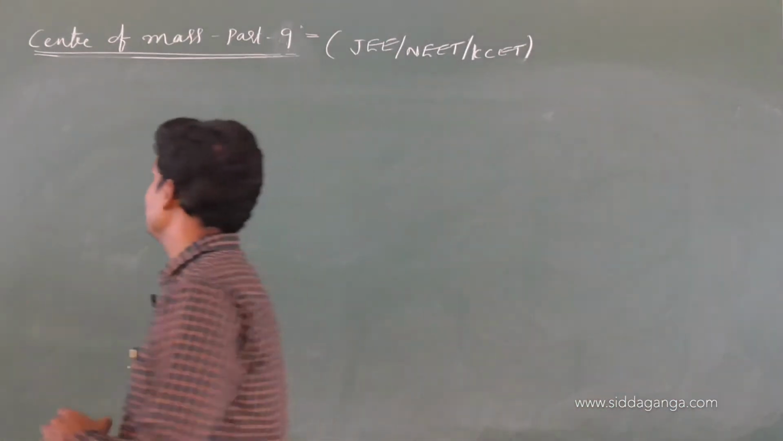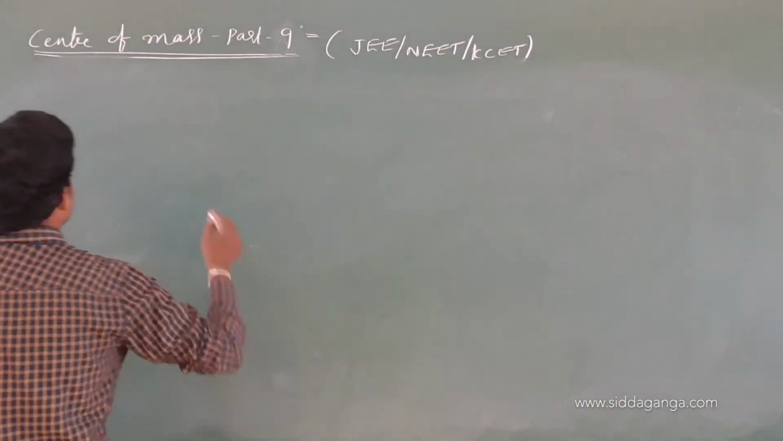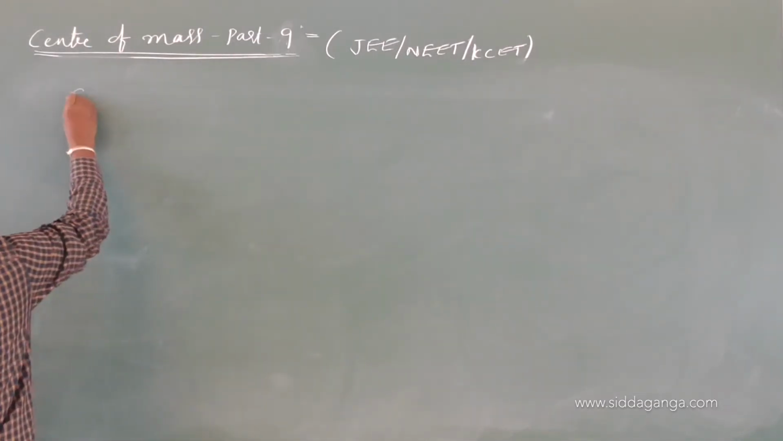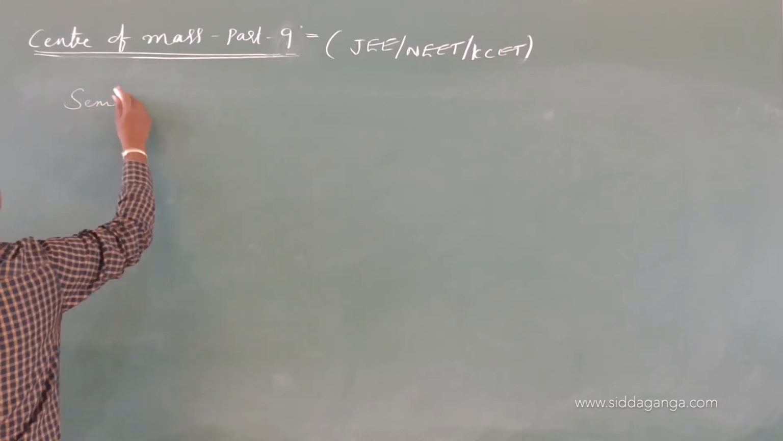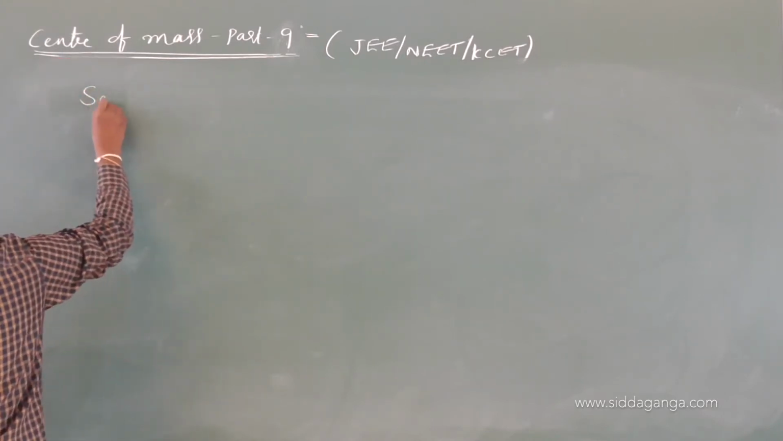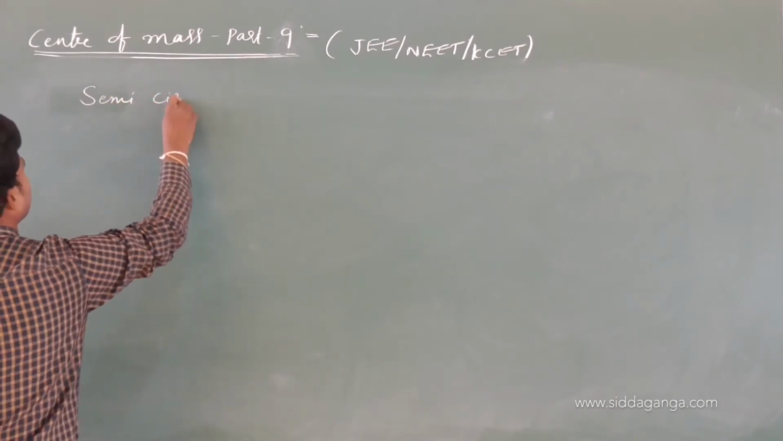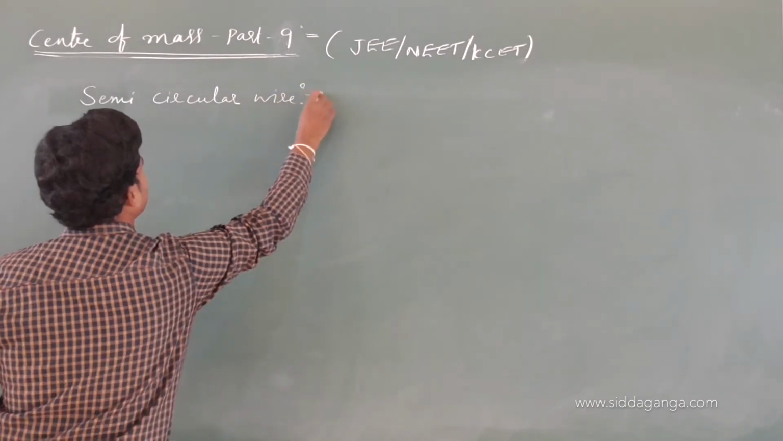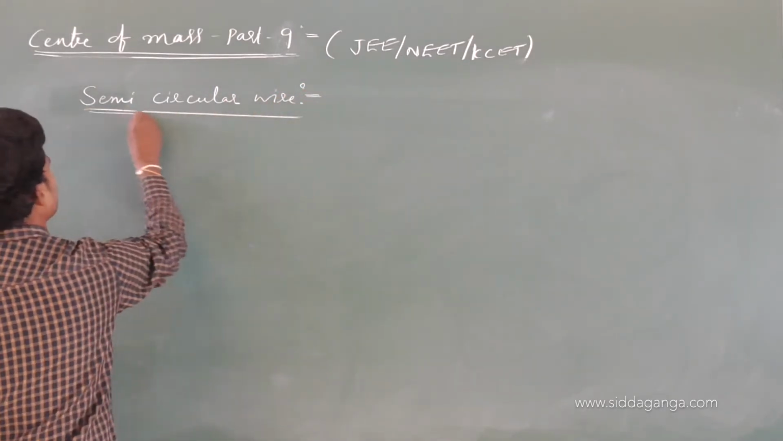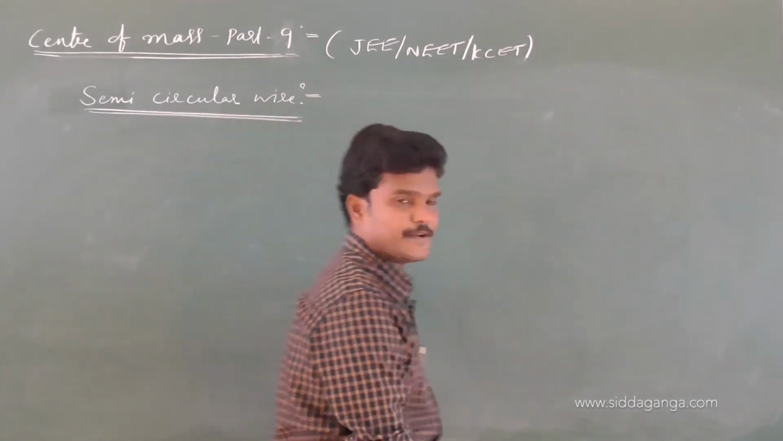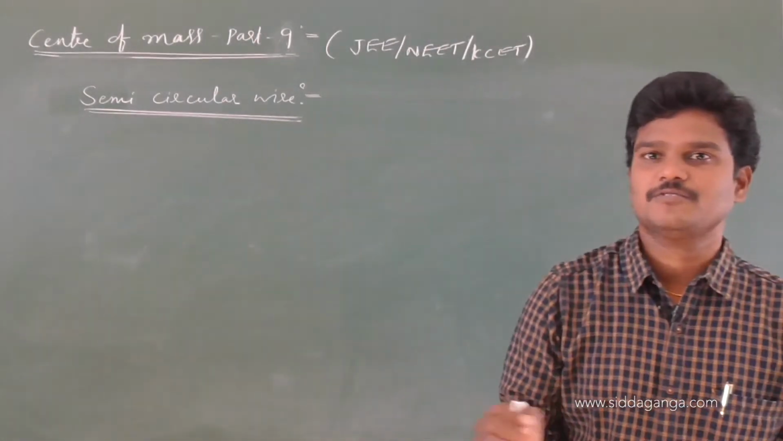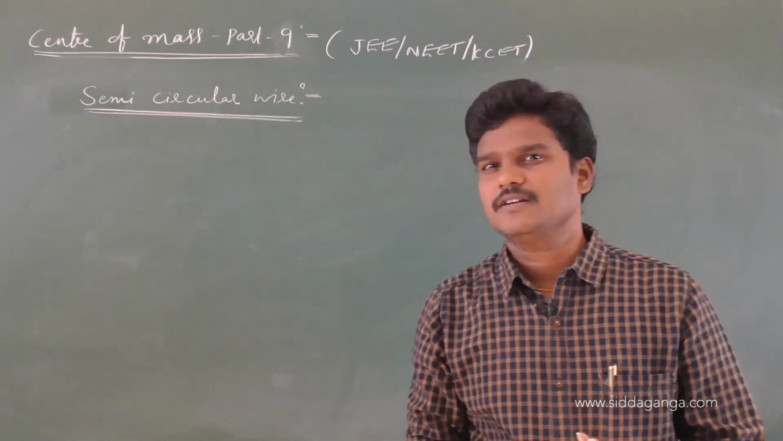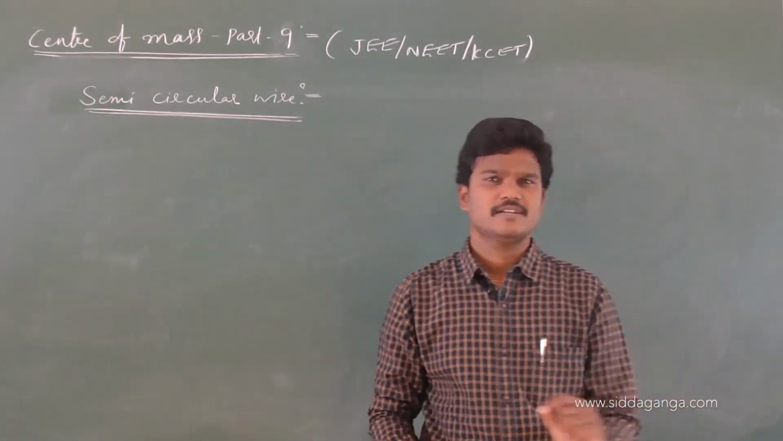Now let me continue. Center of mass of a semicircular wire. So write down, find the center of mass of a semicircular wire. If it is a circular wire, we know it is nothing but a ring. Then where is the center of mass? Center of mass is at the centroid.